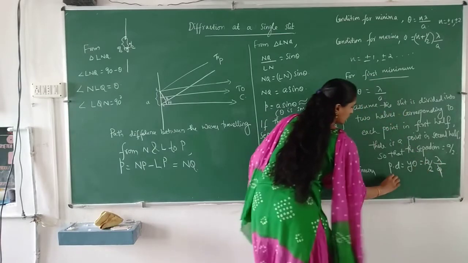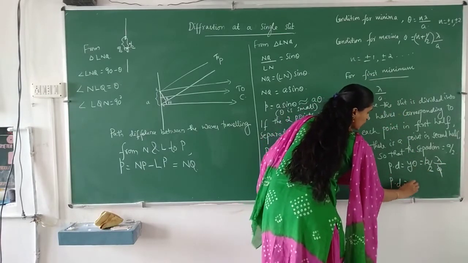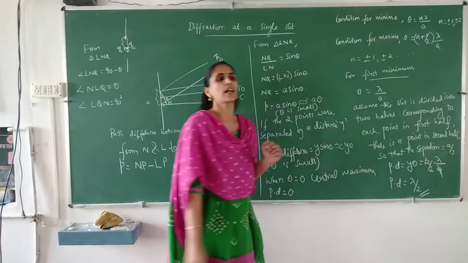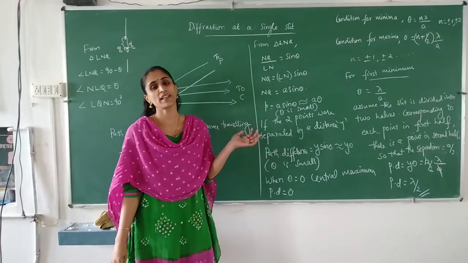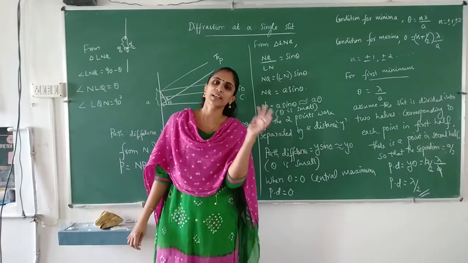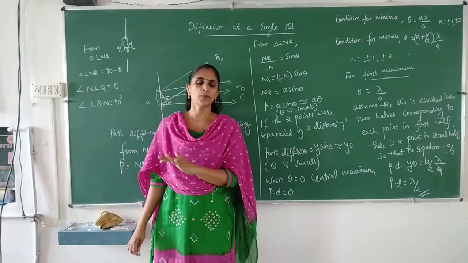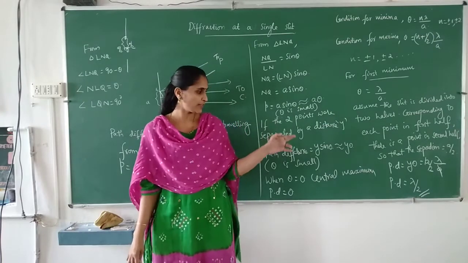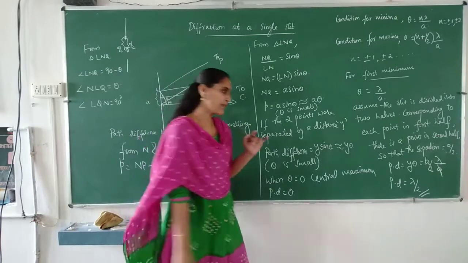So what we got? Path difference is equal to lambda by 2. So what does it mean? Path difference is lambda by 2, which means phase difference is pi, which means that one crest and one trough will be superposing to have minimum intensity.